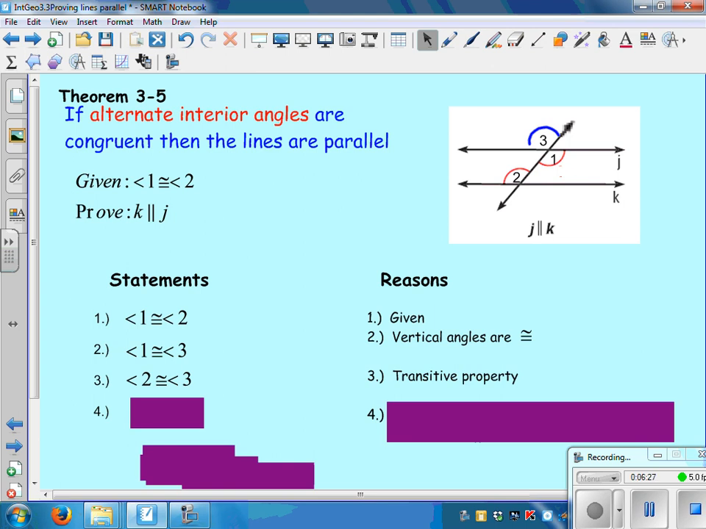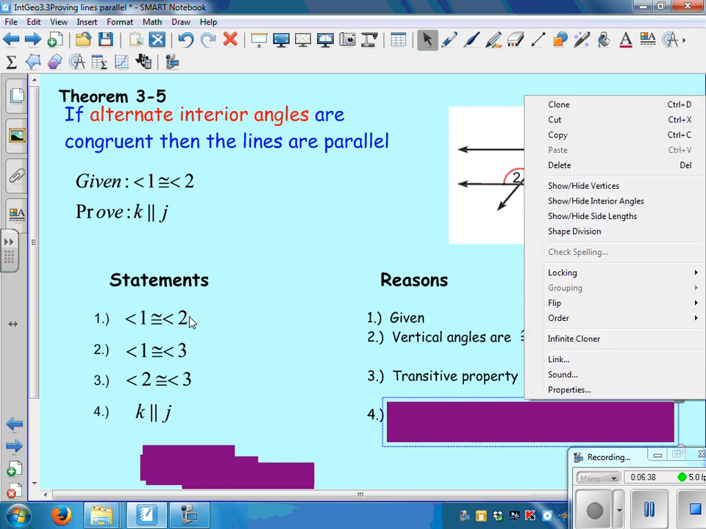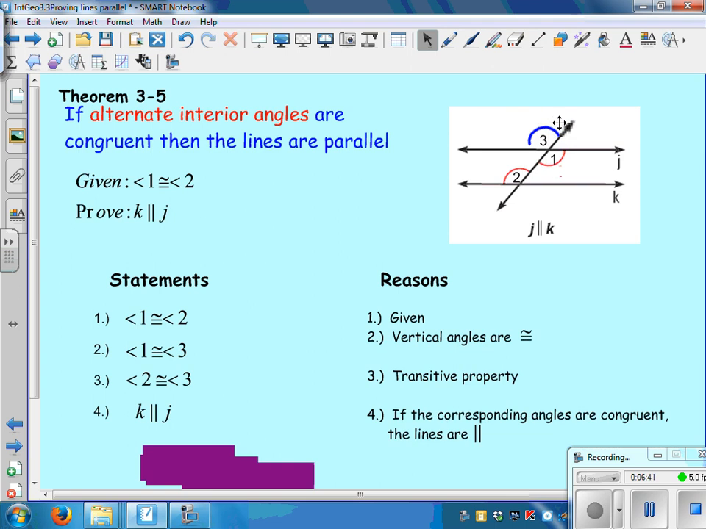Because 2 and 3 are congruent and they're corresponding, we can say these lines have to be parallel. And we're going to abbreviate this, okay? So it says, if the corresponding angles are congruent, the lines are parallel. So let's write it a little bit shorter. If corresponding angles congruent, lines parallel. So that's the reverse of what we had written before when we were going the opposite direction.